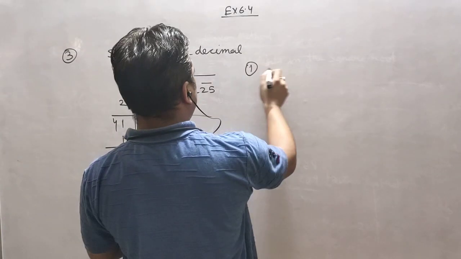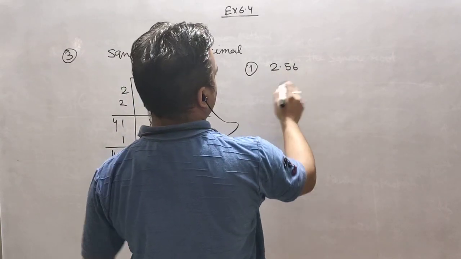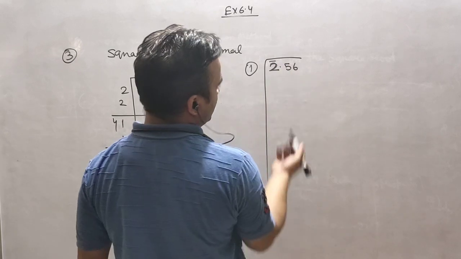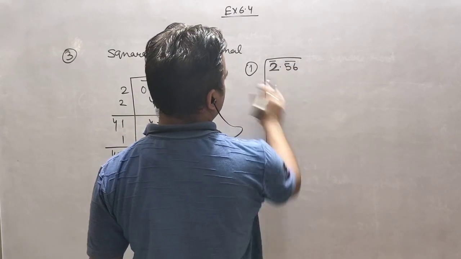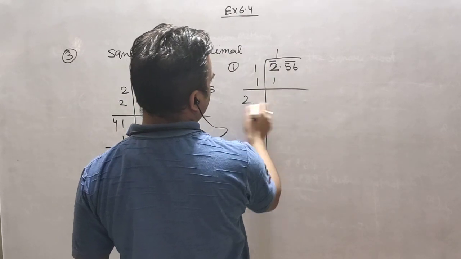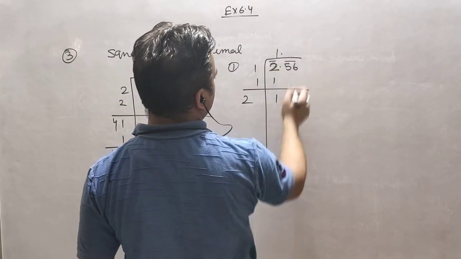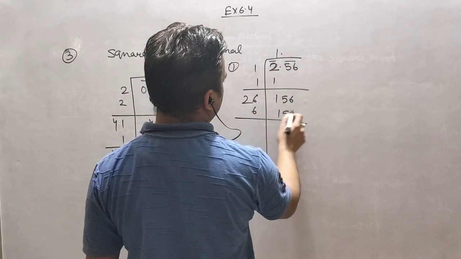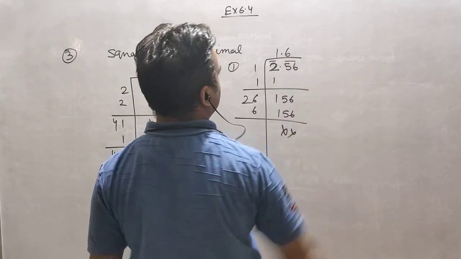Question number 1 is very easy. 2.56. Now you can see this is the whole part, only one number is there, so we will put one bar here. So what will it be? 1 1 is 1, we subtract, then we place the point here, and bring down 56, we will get 156.